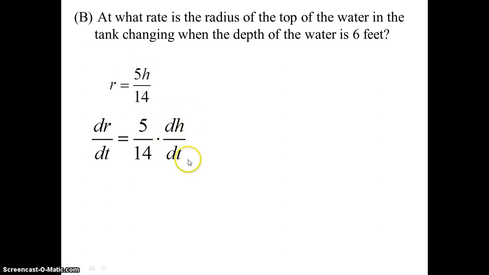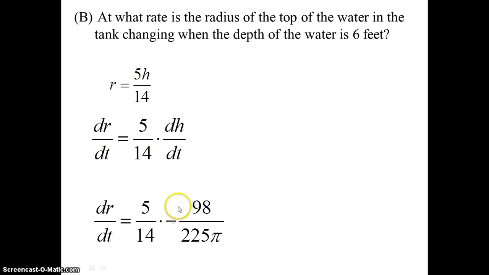Well, we just found dH/dt, so in essence what I'm saying is we can avoid doing the whole cone formula again and just substitute dH/dt with what we found in the previous section of the problem, which we got was negative 98 over 225 pi, and we have this. No need to derive the volume formula and all that fun stuff again. Now, again, reduce if at all possible. 5 and 225 reduce. 14 reduces with the 98.